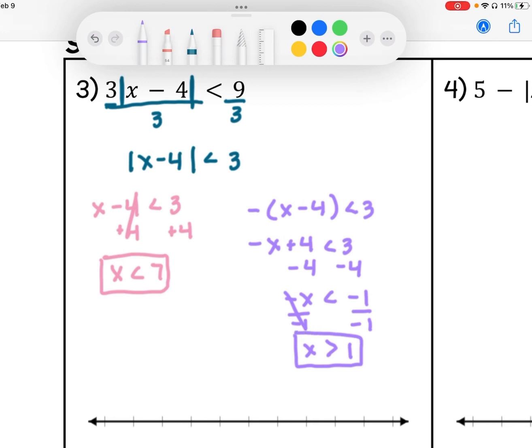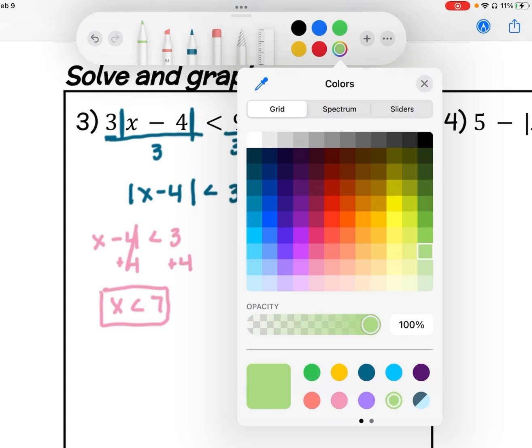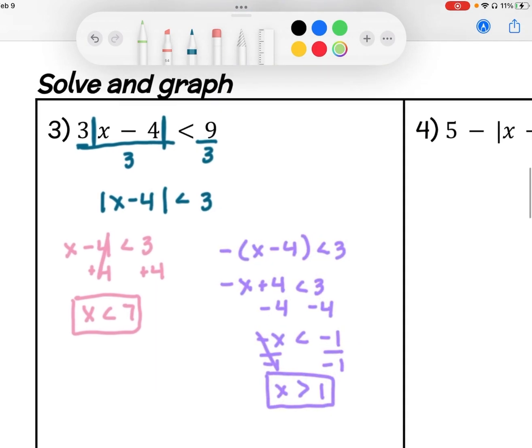All right, so going back to our original problem for our graph, let's figure out what we're going to have to do. So we have less than. So less than tells us we shade between, and because there's no equal to, it's going to be an open circle.